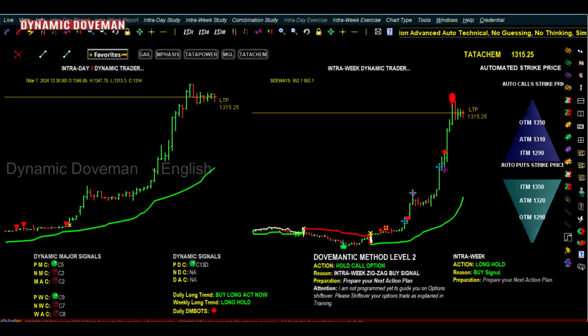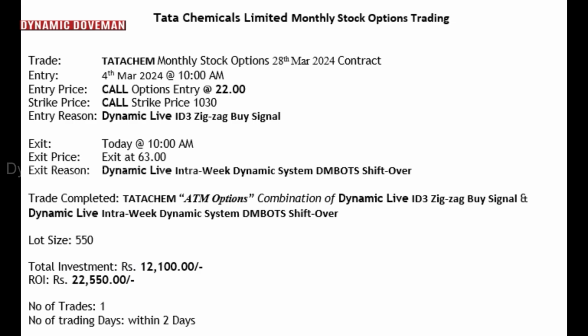Once the entry is taken, we carry forward this trade at the end of the 4th of March because we did not get any exit. By the 5th of March, the price goes up further, and once it reaches another signal at the top, it is time for us to secure some profit. By that time, the call option we bought is trading at a 63 rupees premium. So we bought at almost 22 and exited at 63 rupees.